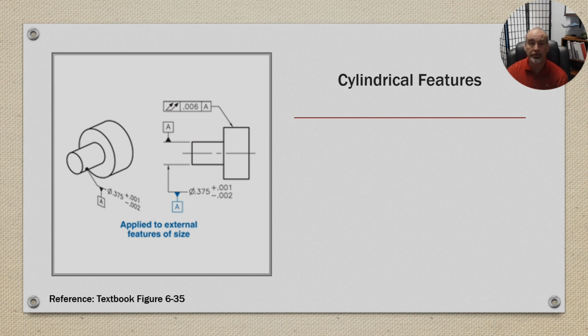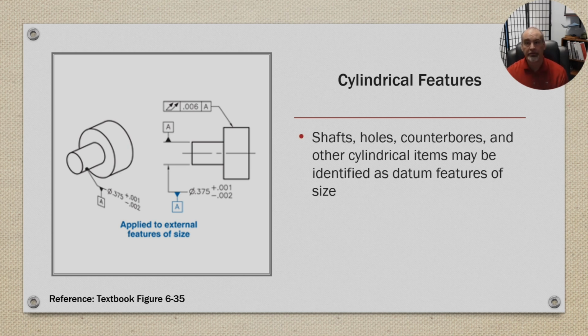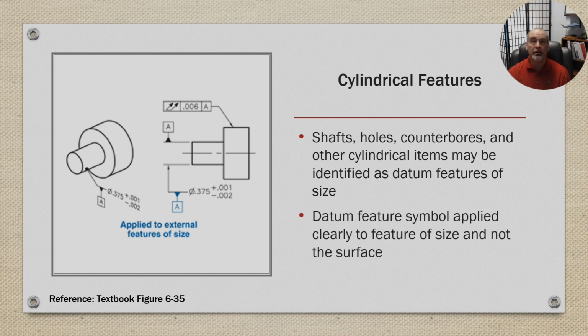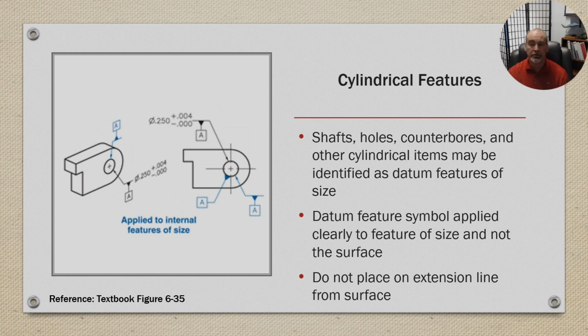Okay, cylindrical features. Shafts, holes, counterbores, and other cylindrical items may be identified as datum features of size. Datum feature symbol applied clearly to the feature of size and not the surface, and do not place it on an extension line from the surface. So on the left, we show different displays. We have a model on the left with the datum feature pointing at the circle, or it could be applied to the dimension extension line.